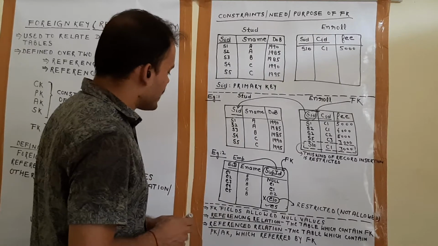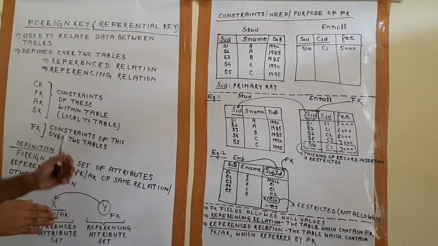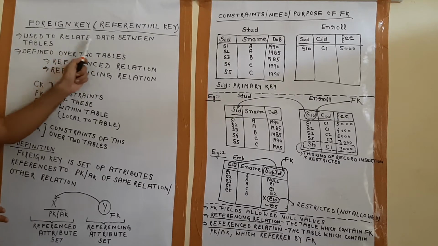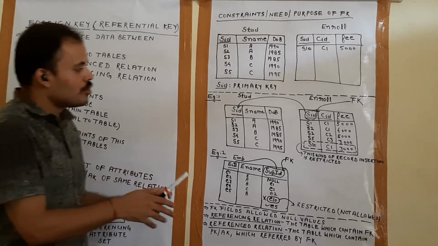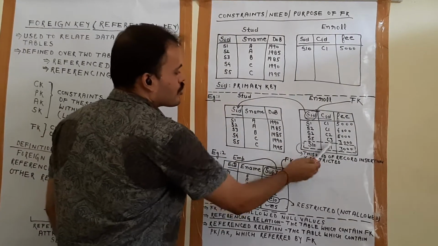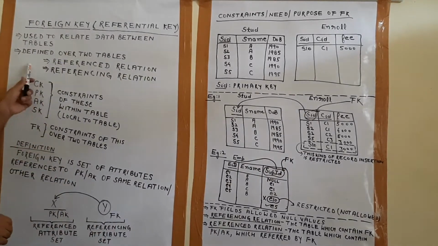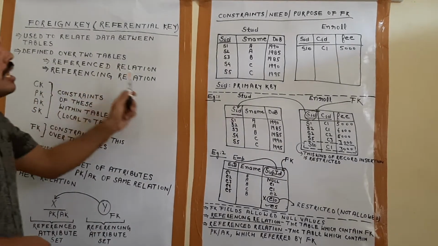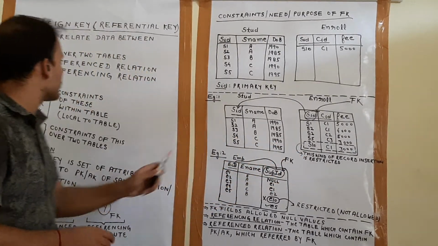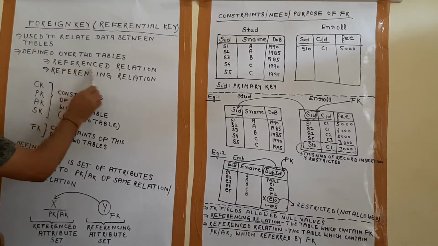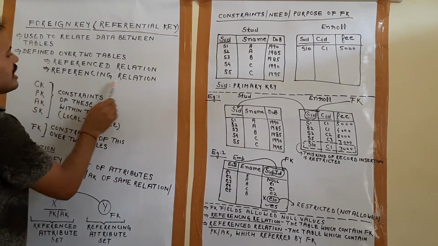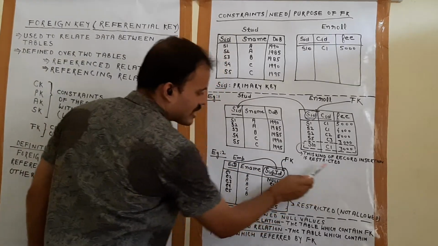And see here, this is the foreign key or referential key, used to relate data between tables and defined over two tables. Understood? One is the referenced relation, this is the referenced table, and the second is the referencing relation, this is the referencing table.